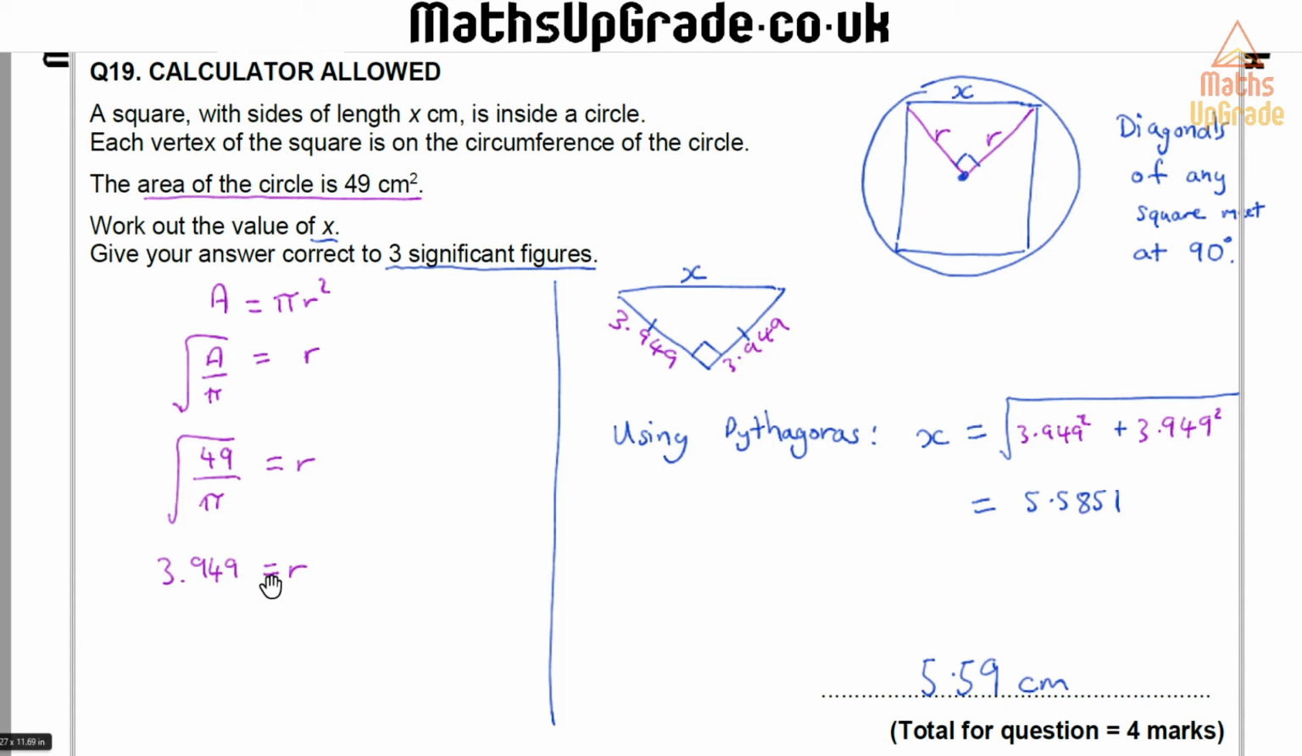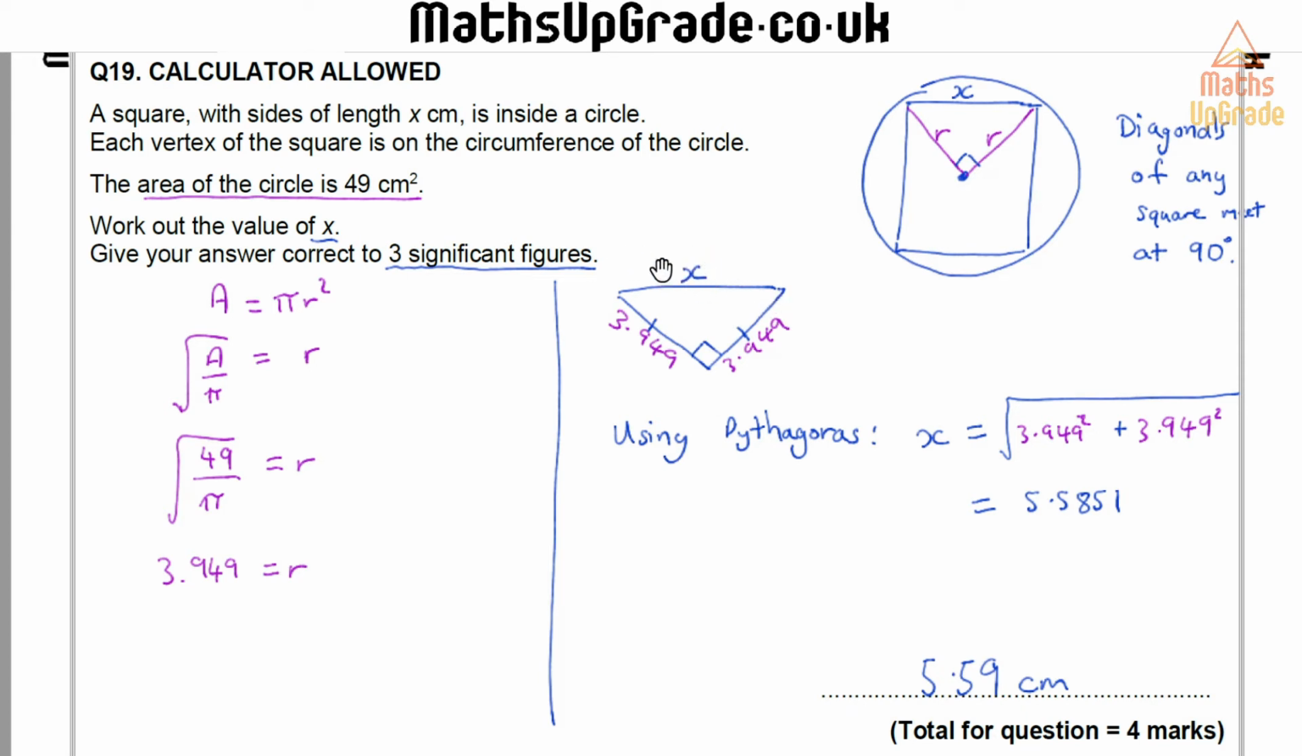Okay, I now know that the radius is 3.949. So let's redraw it here. 3.949, 3.949. These two sides are equal because they're both radii. So it's an isosceles triangle, and it's a right-angled isosceles triangle. Because it's a right-angled triangle, I know that I can use Pythagoras or trigonometry. I'm going to use Pythagoras since I need to work out the length of this side here. This is the longest side, otherwise known as the hypotenuse.